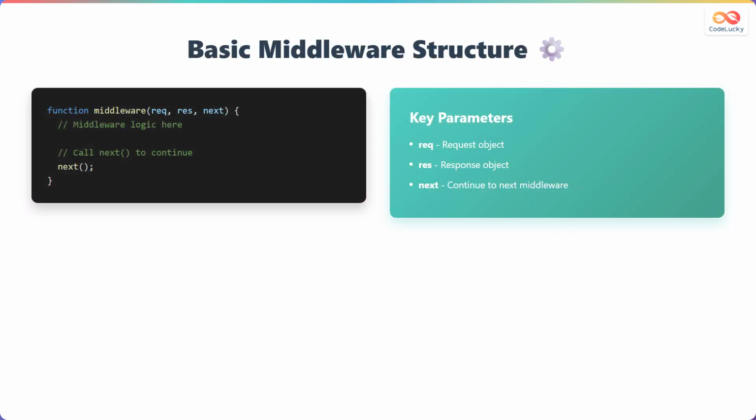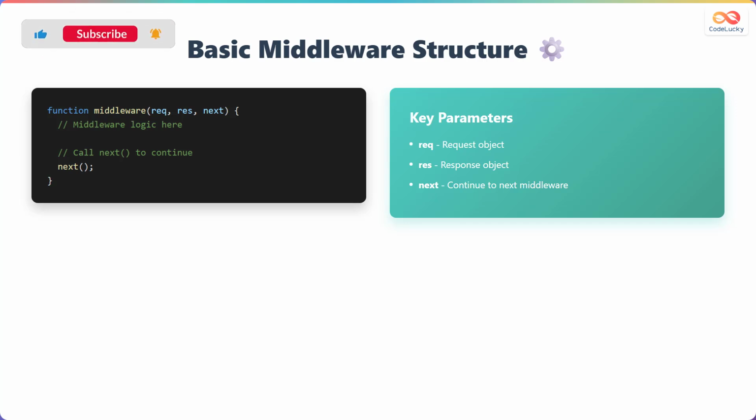Here's the basic structure of a middleware function. A middleware function takes three key parameters. The first parameter is the request object, often shortened to req, which contains information about the incoming request. The second parameter is the response object, or res, which is used to send data back to the client. The third parameter is next, which is a function you call to pass control to the next middleware in the chain.